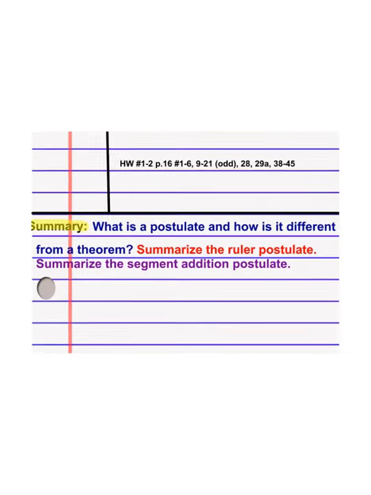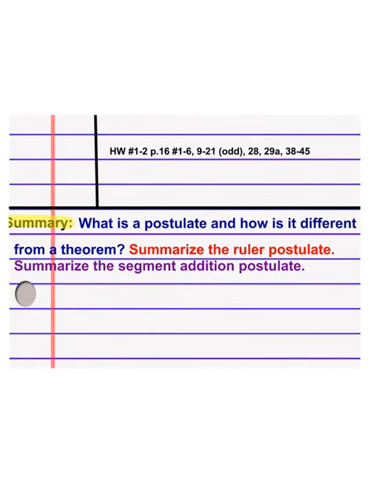All right, so the summary you're going to answer in complete sentences. So take your pen or pencil, draw that horizontal line, write the word summary, highlight it, then you're going to answer that blue question. What is a postulate? If you forgot, go back and look at your vocabulary. It's the first vocabulary word. What is a postulate? How is it different from a theorem?